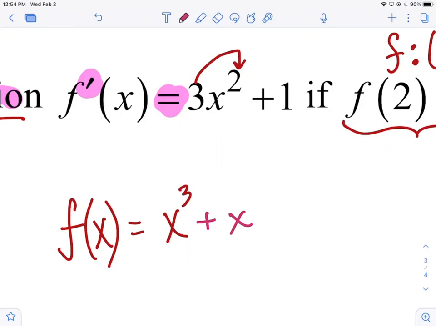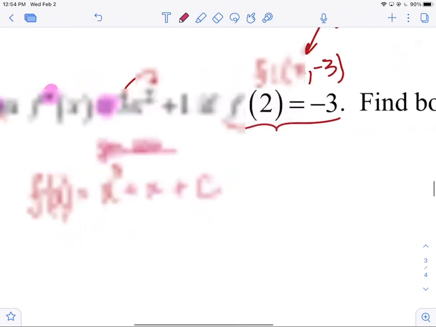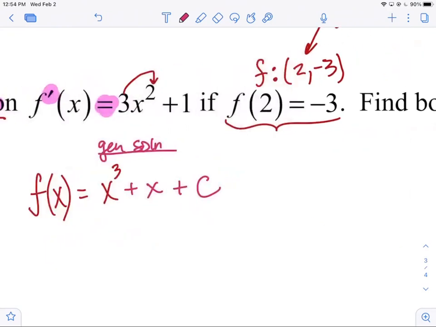Whew. Are we done with the antiderivative? Oh, plus c. Yeah, don't be a meme yourself. Remember plus c. All right. This is the general solution. Done. Now, we're going to use the ordered pair to find the value of c.